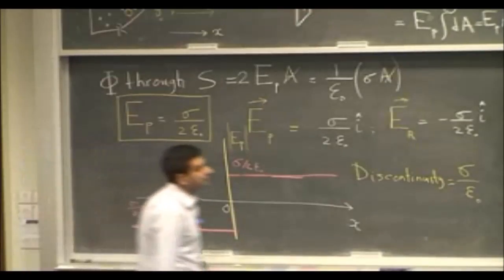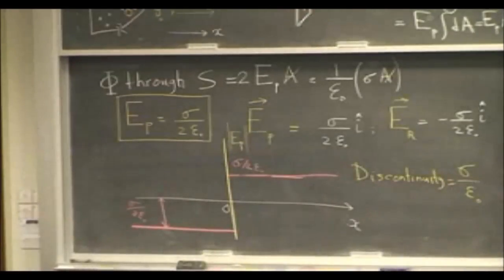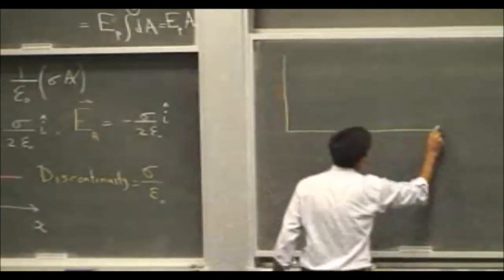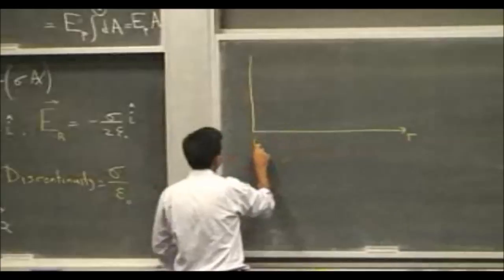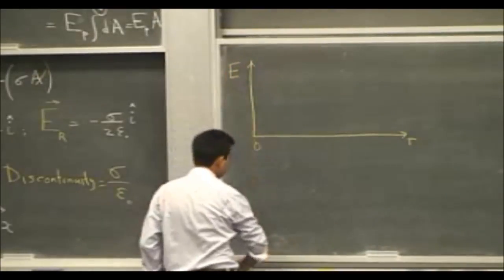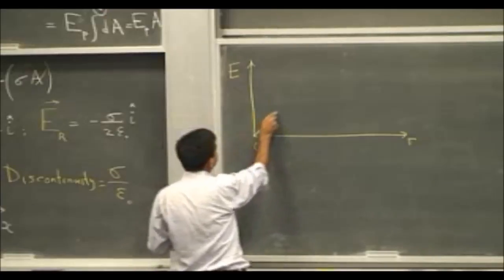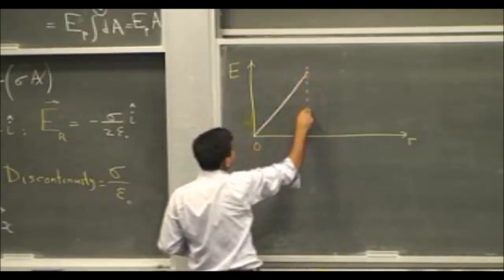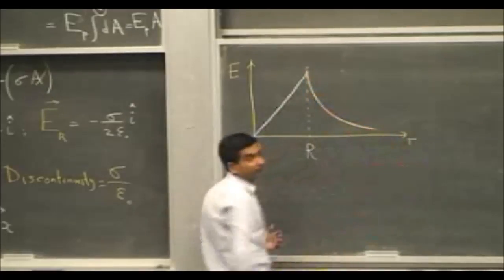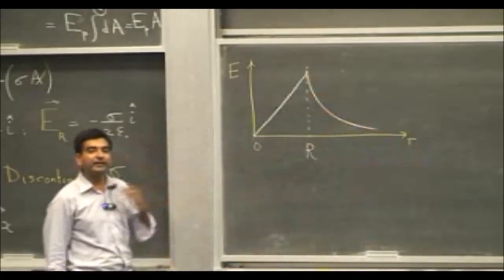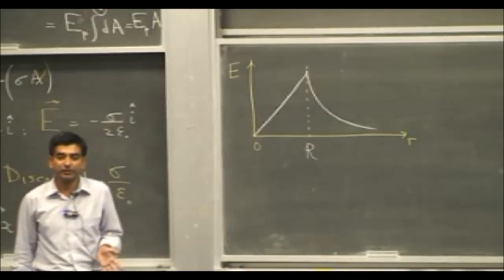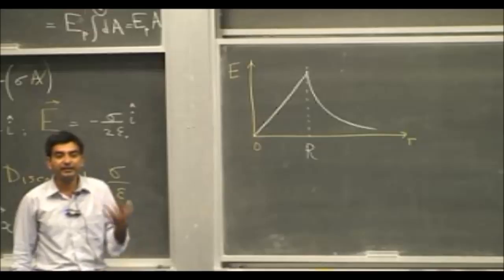In our previous example, in which we had a uniformly charged sphere, we drew the electric field versus the distance from the center of the charge. And we noticed that the electric field varies linearly up to the radius of the sphere, and then it drops as 1 over r squared. So here, is the electric field continuous? Yes, it's still continuous. The derivative is not continuous, but the field is continuous.